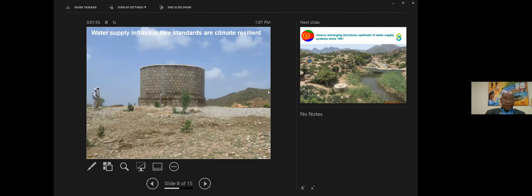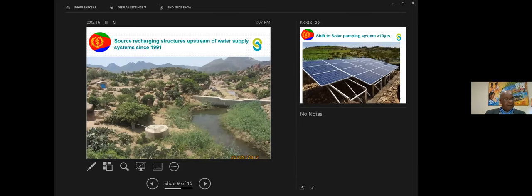Well, when we say this, I think you can see that as an illustration that the water supply infrastructure standards are climate resilient, as you can see in the slide. Having said that, the One WASH initiative.